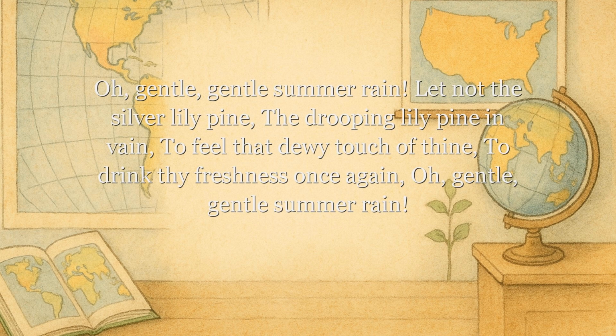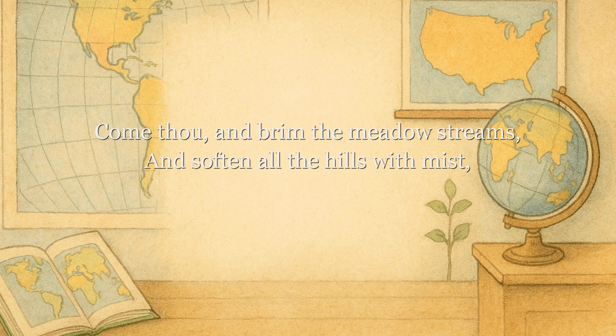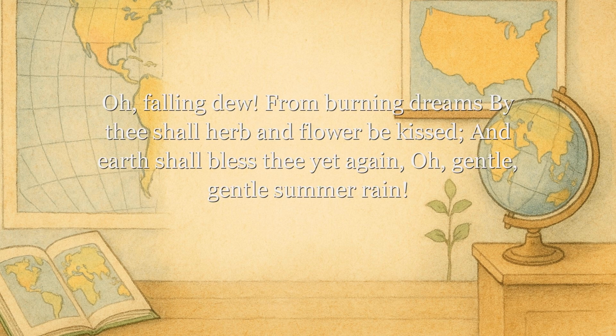Summer rain. O gentle, gentle summer rain, let not the silver lily pine, the drooping lily pine in vain, to feel that dewy touch of thine, to drink thy freshness once again. O gentle, gentle summer rain. In heat the landscape quivering lies, the cattle pant beneath the tree, through parching air and purple skies. The earth looks up in vain for thee, for thee it looks in vain, O gentle, gentle summer rain. Come thou and brim the meadow streams, and soften all the hills with mist. O falling dew, from burning dreams, by thee shall herb and flower be kissed, and earth shall bless thee yet again, O gentle, gentle summer rain.